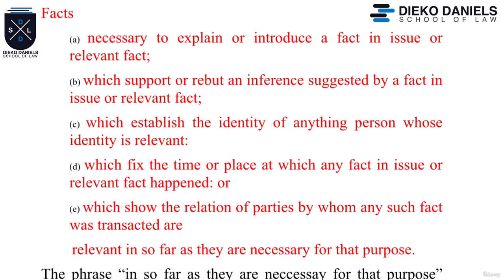So I want you to understand that section 7 is the introductory part. It serves 3 purposes. Introductory, backup. Backup means that there are certain pieces of information that section 7 will allow that would help us to explain certain things. For example, when we look at section 7b, it says facts which support or rebut an inference suggested by a fact in issue.